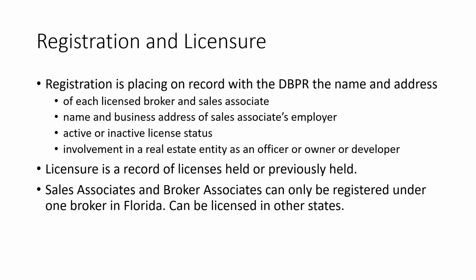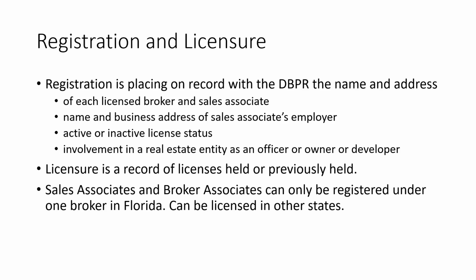Registration and licensure. Registration is the fact of placing on record with the DBPR the name and address of each licensed broker, or the name and business address of a sales associate's employer, active or inactive license status, and also if you're involved in a real estate entity as an officer, owner, or developer. Licensure is a record of the licenses held or previously held by individuals.